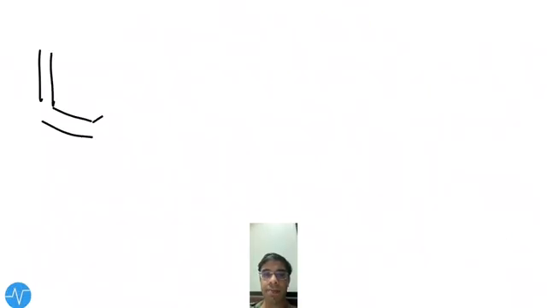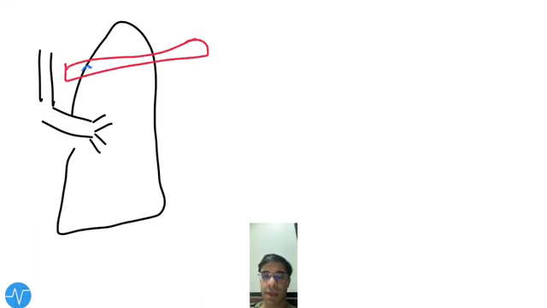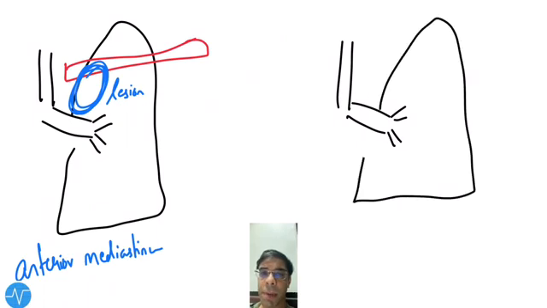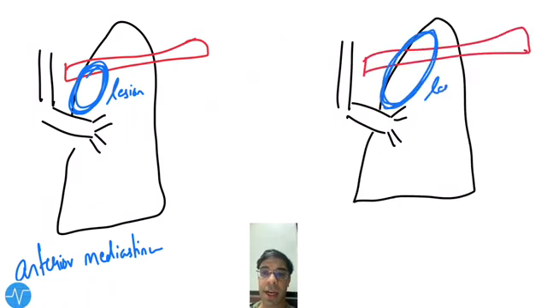Let's draw the diagram. First draw the trachea, the lung, right clavicle and lesion. Since the lesion is below the clavicle, it is in the anterior mediastinum. Similarly, again we'll draw the clavicle. Now you can see the upper part of the lesion is well defined and it is above the clavicle. Therefore, it is in the posterior mediastinum.